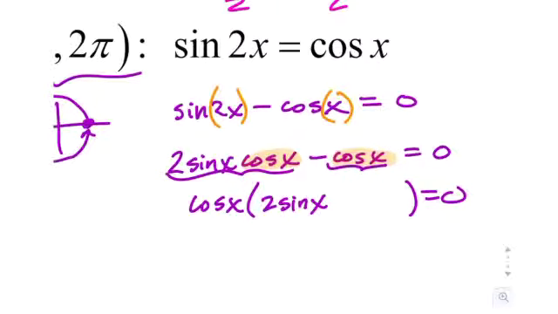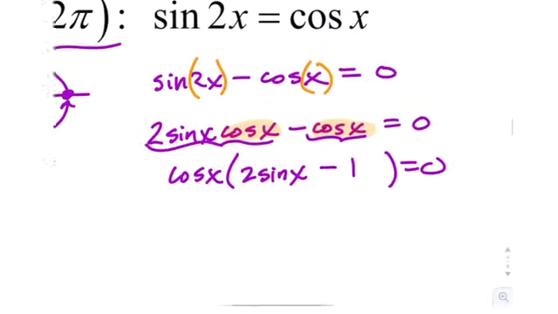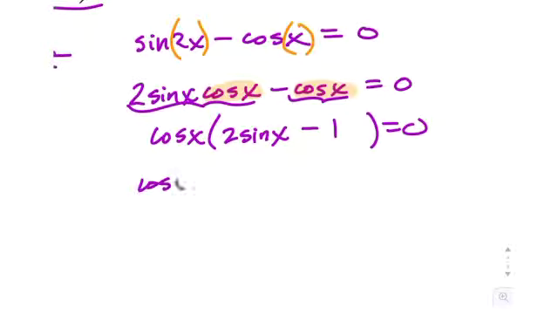And for some reason, a lot of people stop there. Like, oh, the cosine's gone. No, it's minus 1. And if, again, you mentally redistribute, you could catch that careless mistake. Now that I have 2 factors, I'll set them both equal to 0. So cosine of x equals 0, or 2 sine of x minus 1 equals 0.